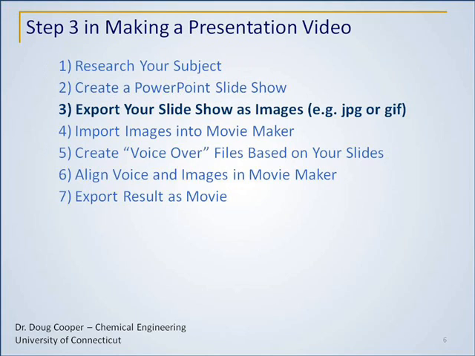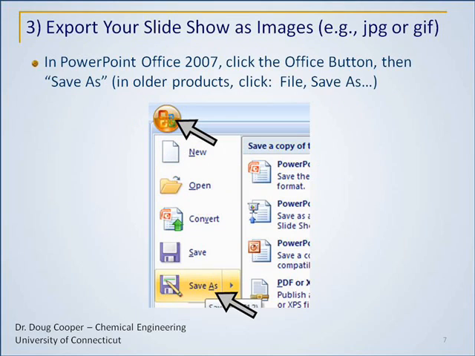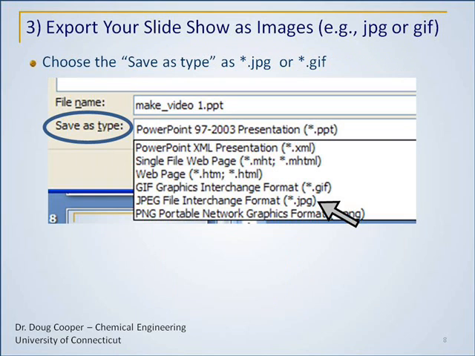So we've researched our subject and we've created our PowerPoint slideshow. Now what we do is we export each slide as an individual image, as a JPEG or a GIF. So in PowerPoint, we click on the Office button up in the upper left-hand corner and click Save As. If you're using an older version of PowerPoint, you'd click File and then Save As.